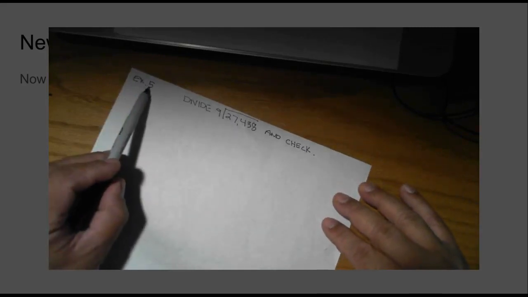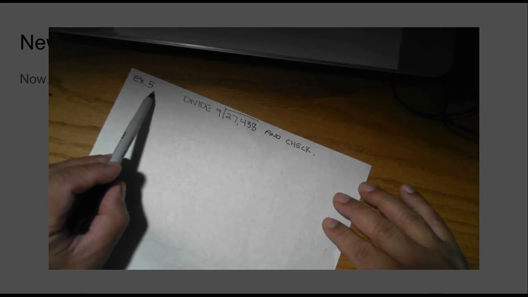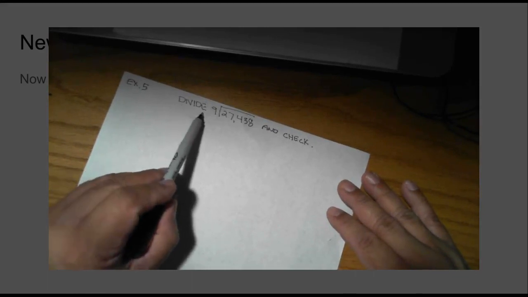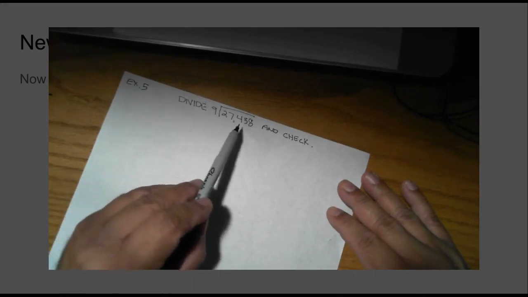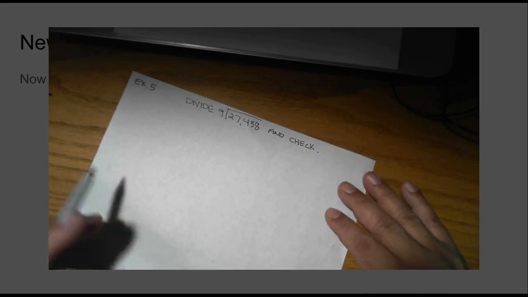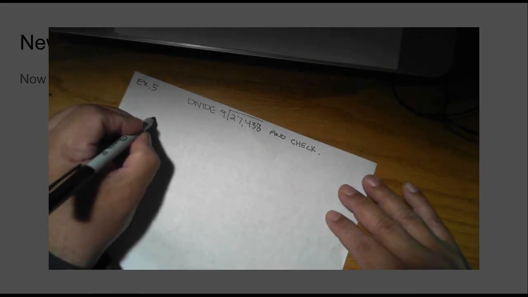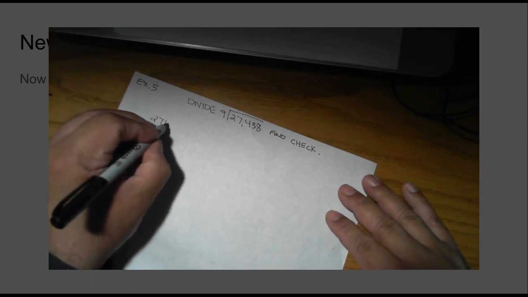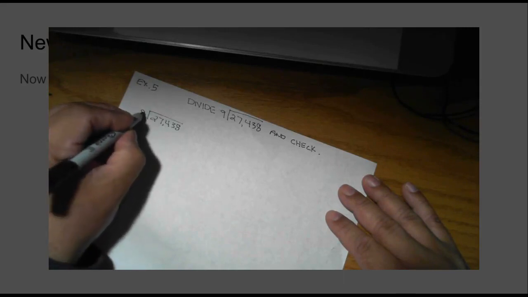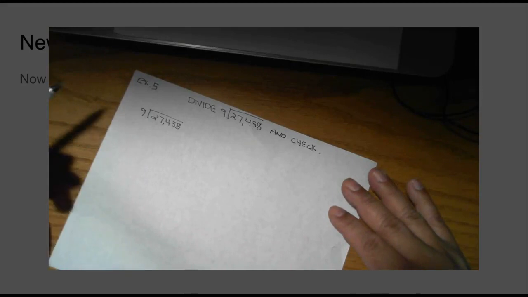So here we go. Okay, so we did that first example 4 problem, and now we're going to move to the second example. Our lecture is almost over. So from here we have example 5 located on page 36 under the examples. The instructions tell us to divide 27,438 by 9 and check. So let's go ahead and get started with this. First, let's write the problem. So we have 27,438 divided by 9.